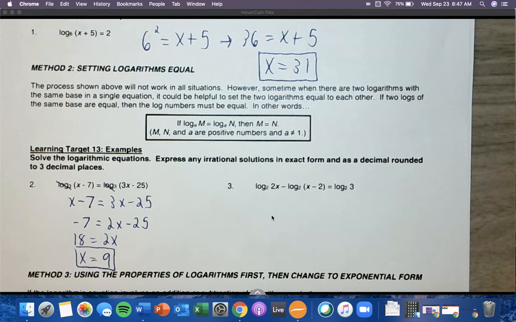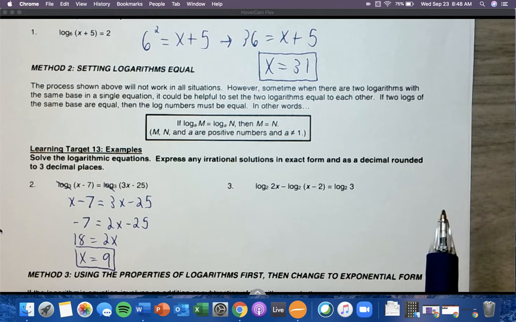Right here, we have a very similar problem. They're all log base 2, but now I have log base 2 of 2x minus log base 2 of x minus 2 equals log base 2 of 3. So I've got to find a way to combine these two so that it's just one log base 2 of something equal to this log base 2 of 3.